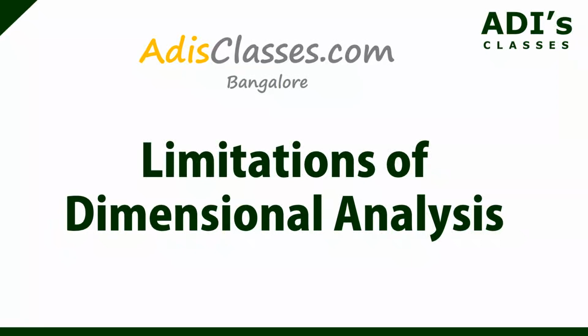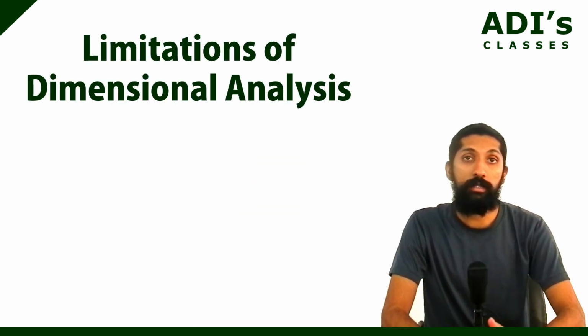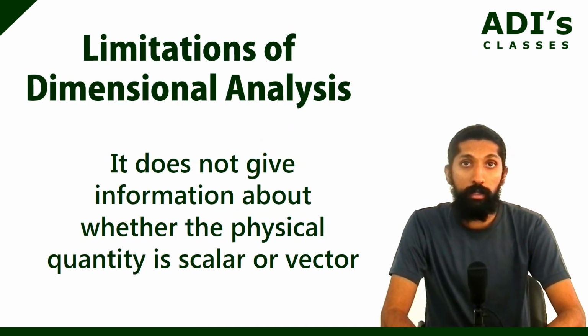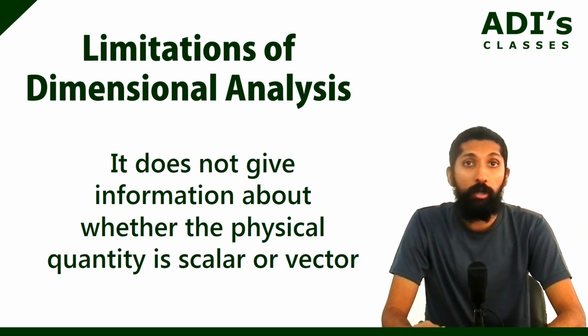Let's look at a couple of limitations of the dimensional method, or dimensional analysis. The first one is that dimensional analysis does not tell you whether the physical quantity is a scalar or a vector. If you take velocity and speed, dimensionally both of them are one and the same, but one is a scalar and one is a vector. So the dimensional method will not give you that information.